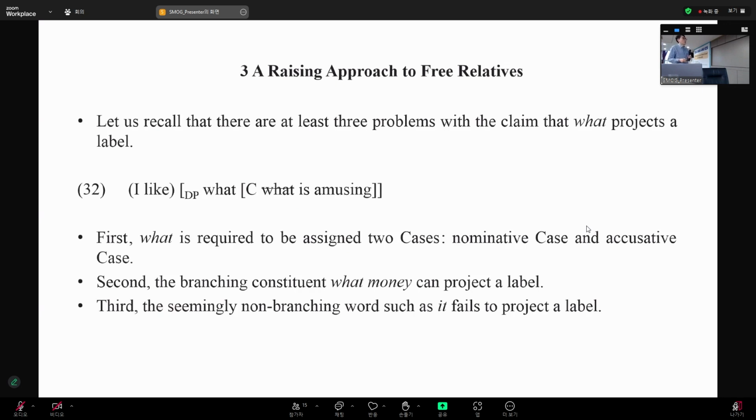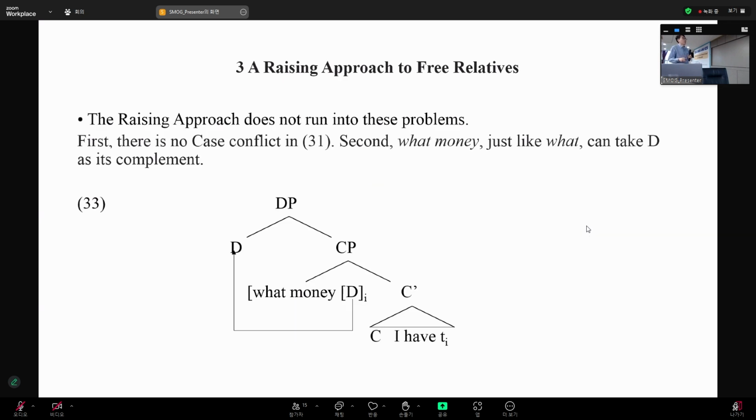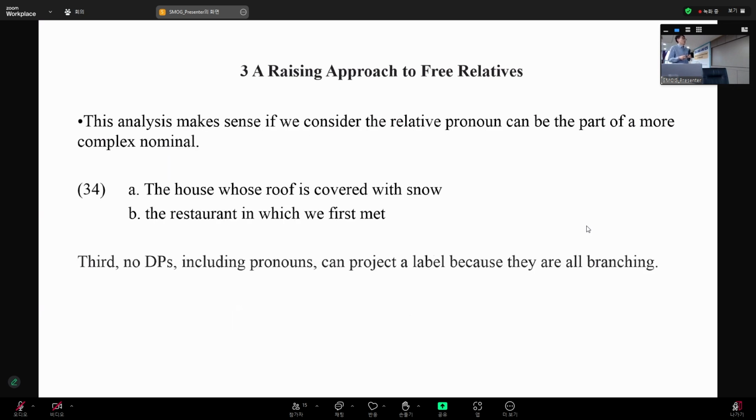And we don't have to worry about the branching constituent because money can take null N as complement, and it is null N that projects the label in what money. So even though what money is branching, we can say that the whole projection is DP because D projects the label. And I assume that null N is going to be pronounced. I can project a label because they are all branching.